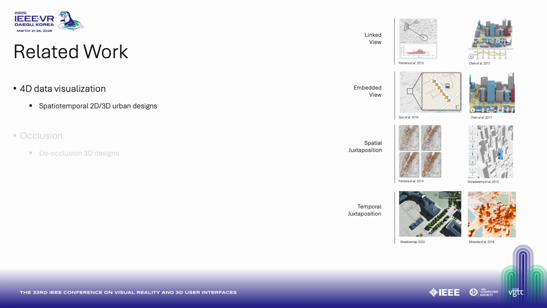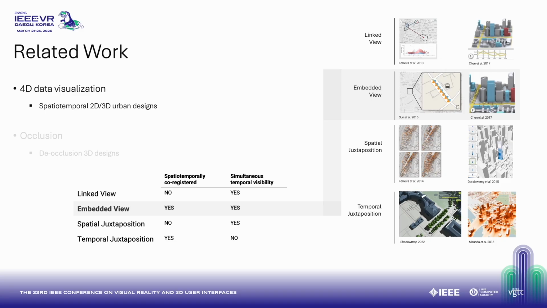To deal with the problem of exploring four-dimensional data, visualization taxonomies classify visualizations into four spatial temporal designs: linked view, embedded view, spatial juxtaposition, and temporal juxtaposition. In this work, we utilize an embedded design. This design affords co-locating spatial and temporal data within the same view and co-visualizing multiple temporal instances simultaneously.